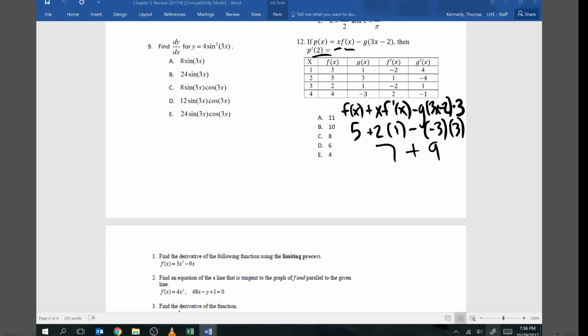This makes me a sad panda. Why did I get an answer that's not here? Well, whatever. I got 16. Maybe somebody in my chat will tell me why I did this wrong, but I don't think I did.